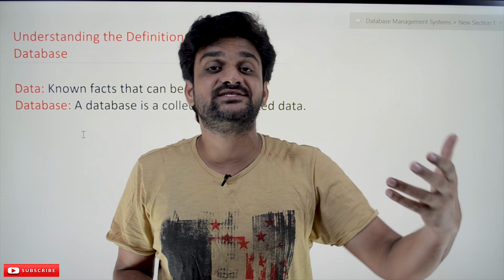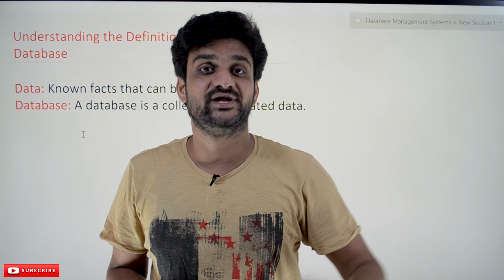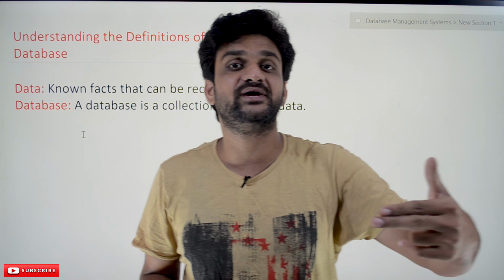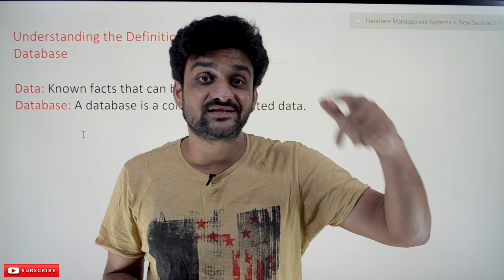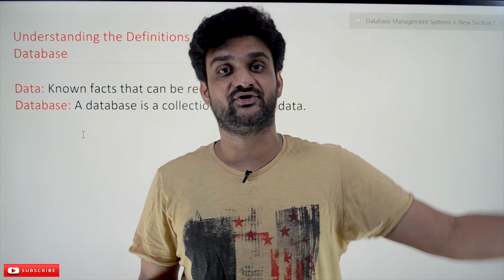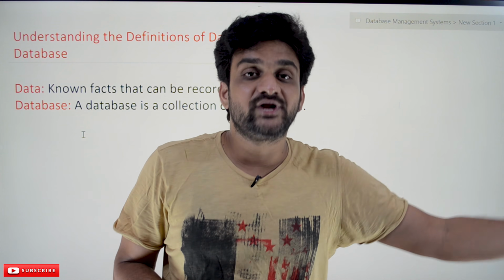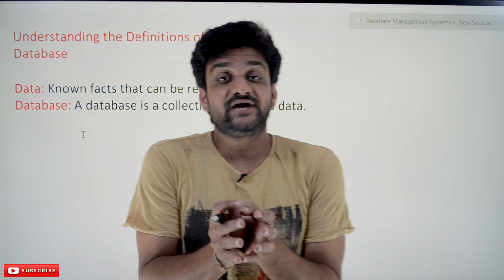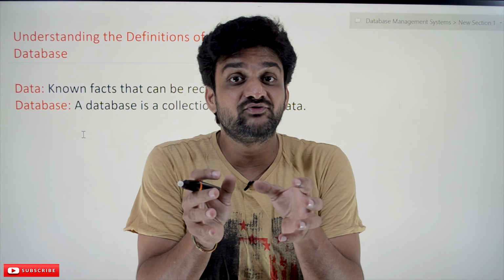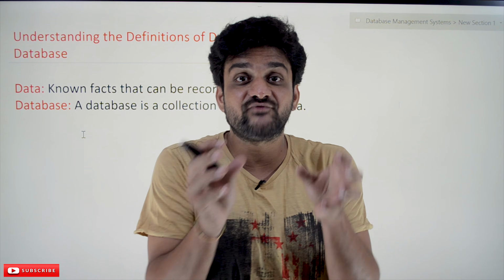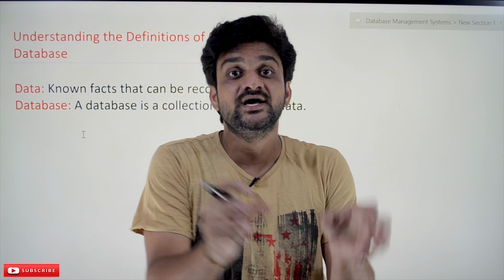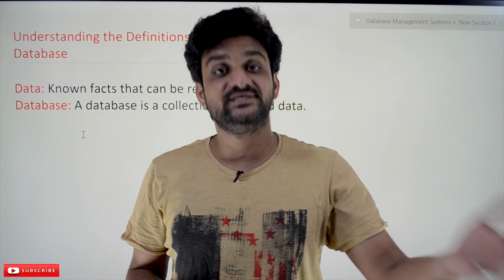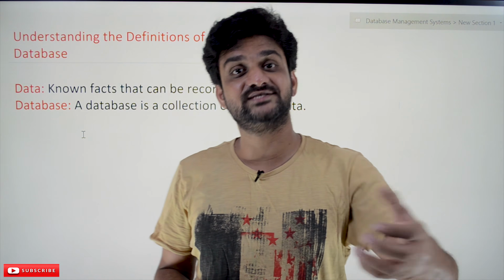And the other detail that we would like to store is the phone number. For example, if he is having two phone numbers, those two phone numbers are the other known facts of your friend. So the phone numbers of your friend are the facts that we would like to record, the facts that can be recorded, and that is what we call data. Similarly, email address is data. So that is what we call data.